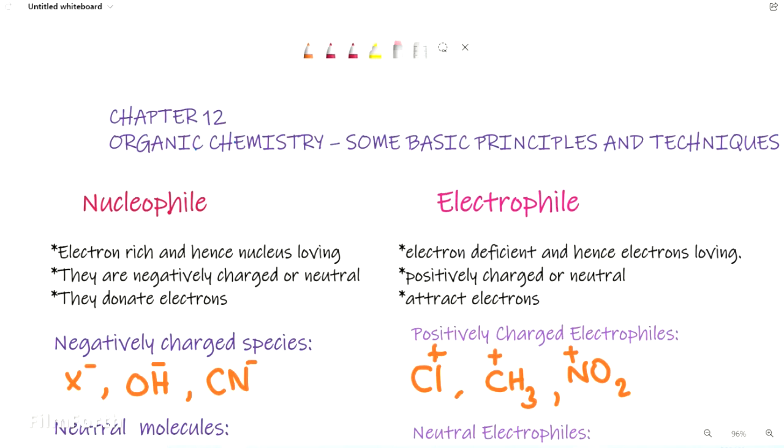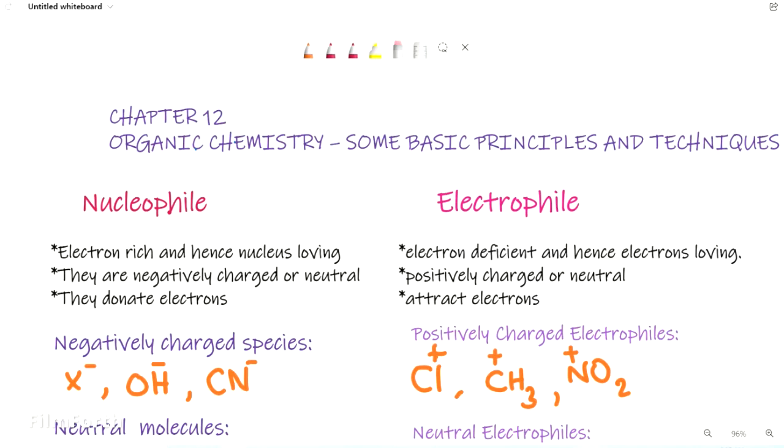Today we will discuss Chapter 12 Organic Chemistry, some basic principles and techniques. Here I am going to discuss nucleophile and electrophile. What are nucleophiles and what are electrophiles, what are the examples for nucleophile and electrophile, and in which kind of reactions they are participating. So these are the contents which I am going to explain today.